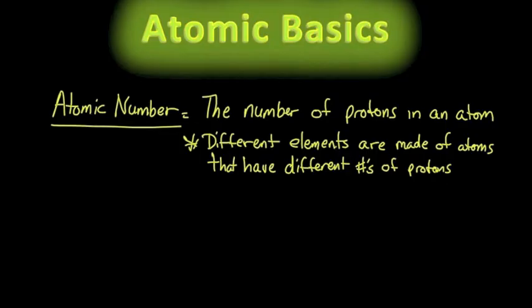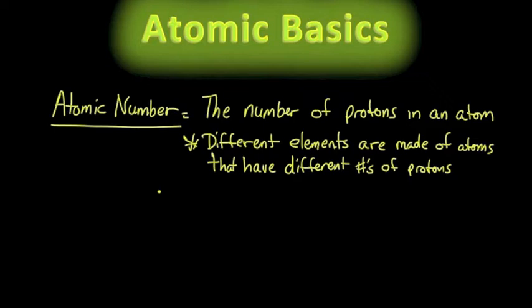So the number of protons tells us the type of atom it is, and elements are made up of the same types of atoms. So a piece of sodium that we can actually grab is made up of billions of sodium atoms hanging out together. A piece of aluminum would be made up of a bunch of aluminum atoms hanging out together.